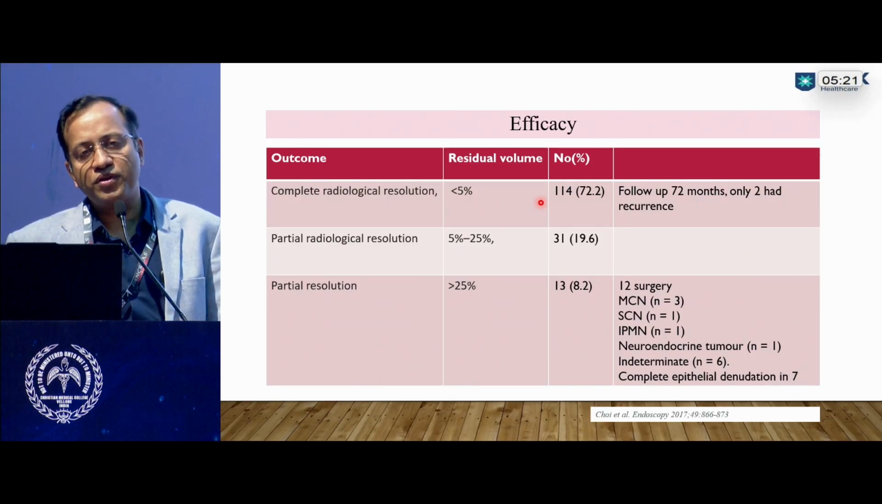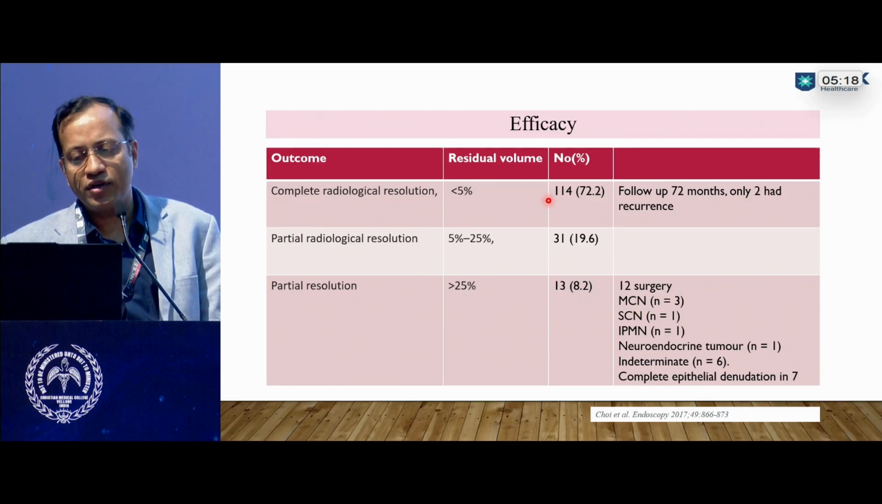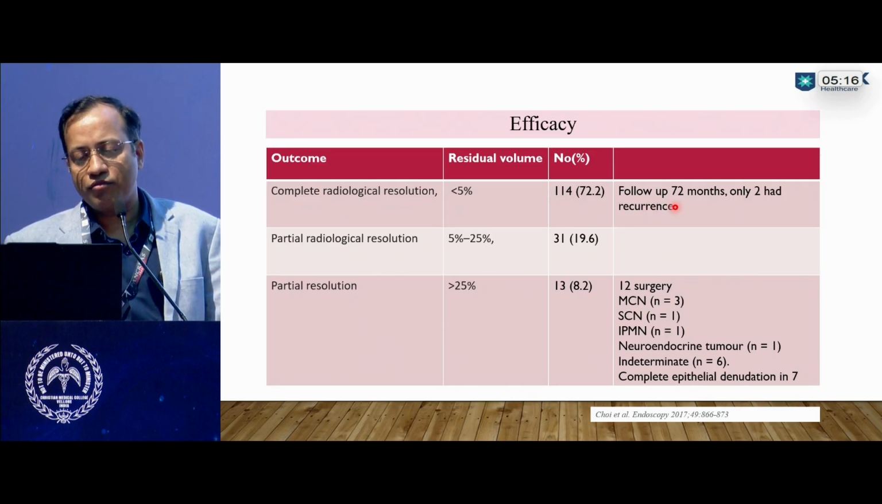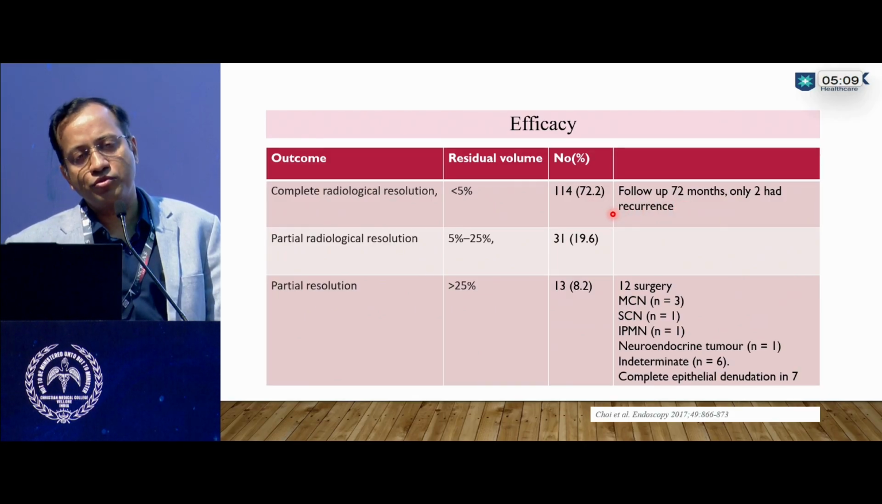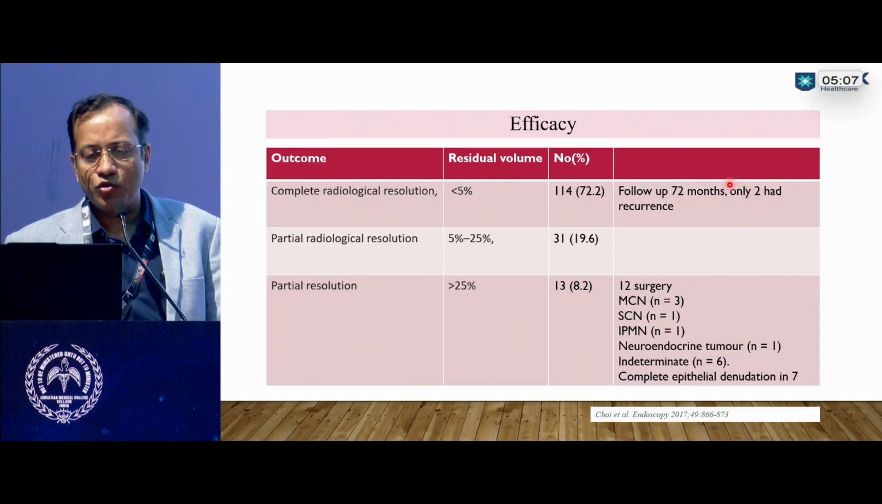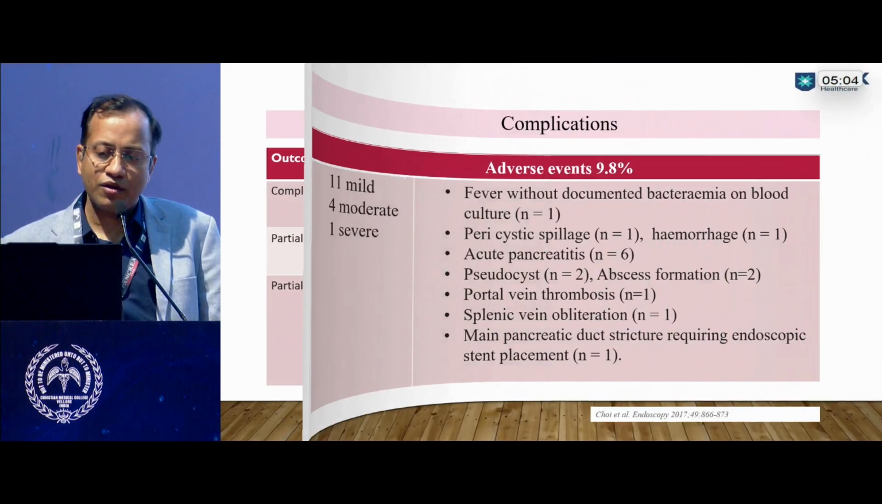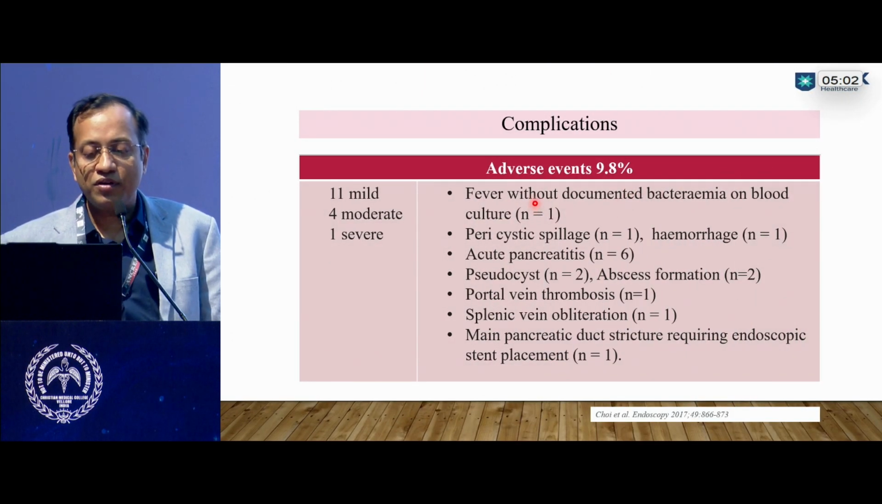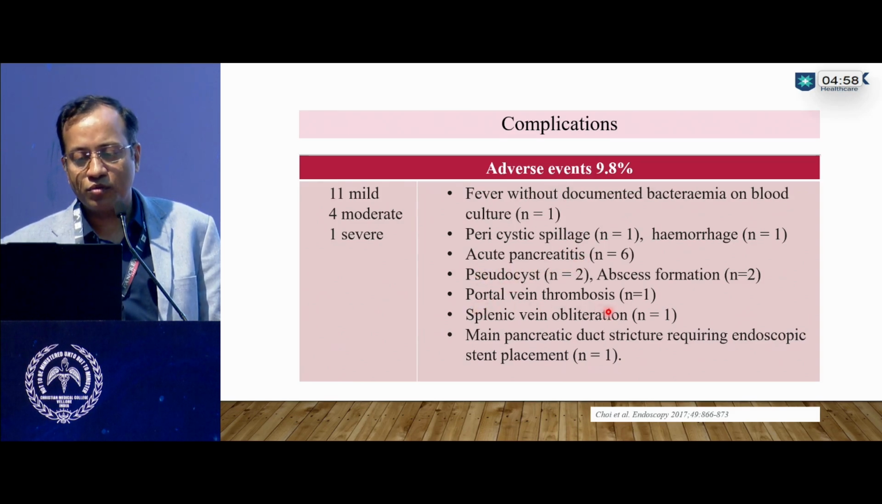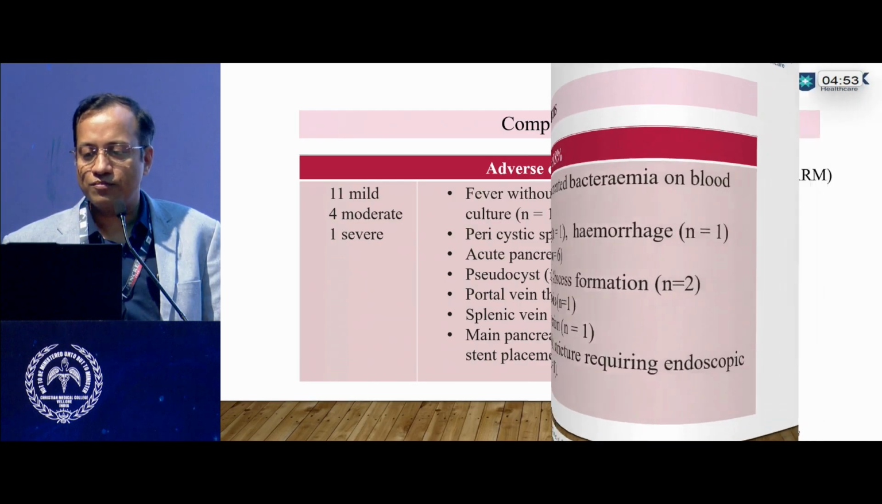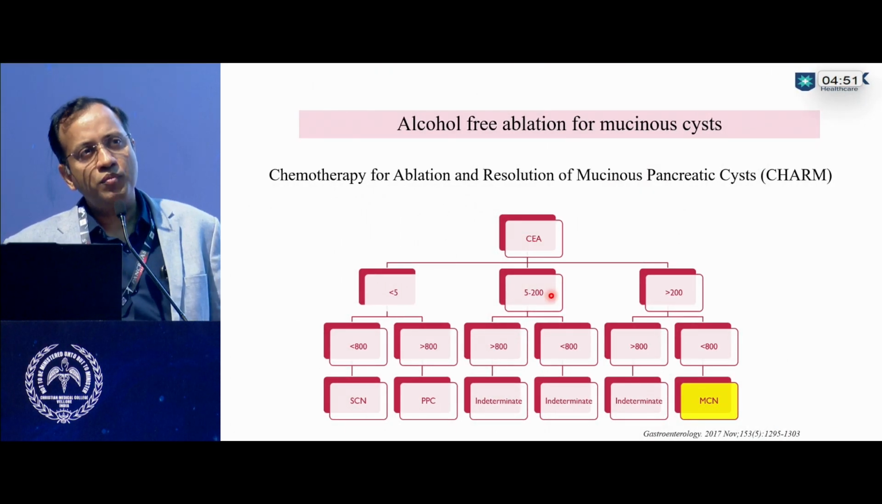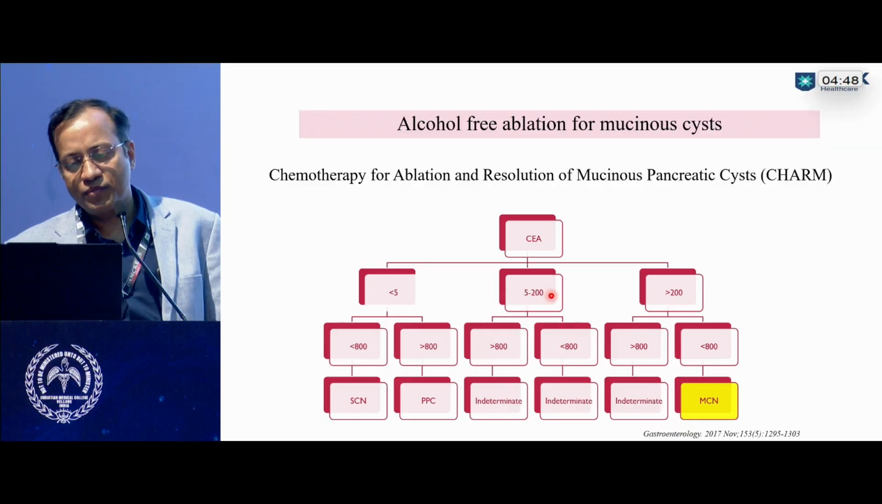Around 70% of patients had complete resolution with alcohol and paclitaxel, and they were followed up for the next 6 years, and out of 114, only 2 had a recurrence. So it means that patients who had a response to the alcohol injection have a durable response for 6 years. But many patients had a complication. A few patients had pancreatitis, pseudocyst, portal vein thrombosis, and splenic vein thrombosis. So these are serious complications. It was thought that alcohol may be the culprit agent for these complications.